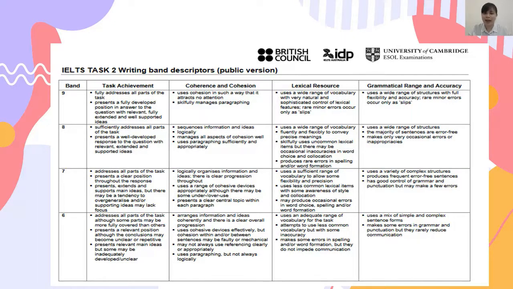Lexical resource, on the other hand, is vocabulary, spelling, and word choice, while grammatical range and accuracy deals with grammatical use in your essay.